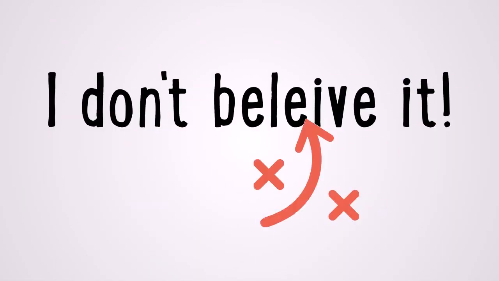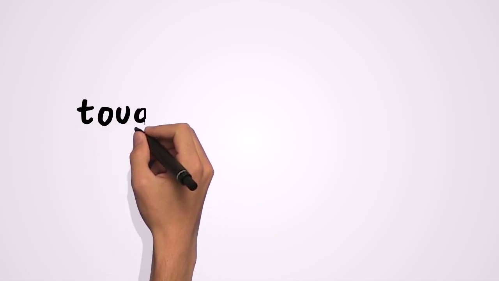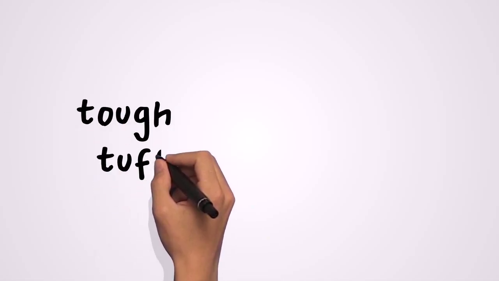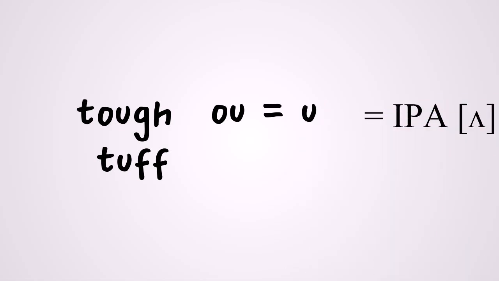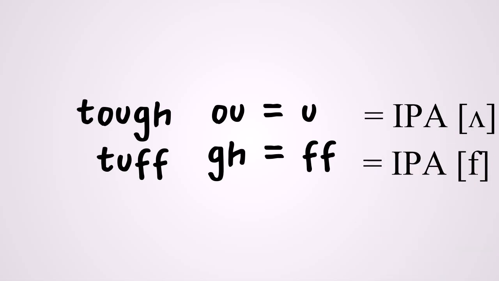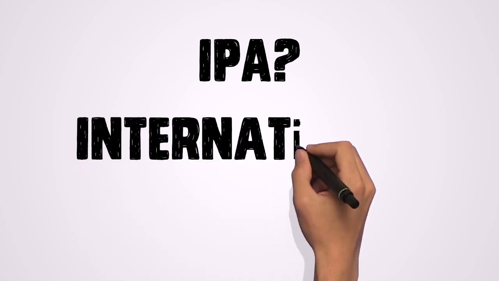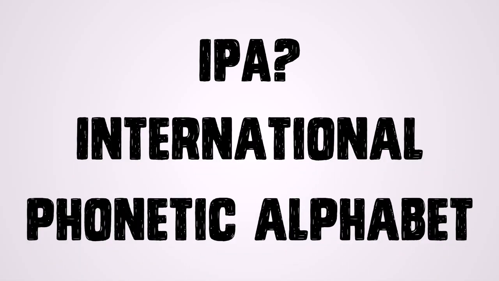Take, for example, the English word tough. If someone misspelled it like this, you could learn that OU was equivalent to U in this context, both being pronounced as /ʌ/, and that GH was equivalent to FF, both being pronounced as F. By the way, what does this little acronym IPA mean? It stands for a universal alphabet used to indicate phonetic sounds, known as the International Phonetic Alphabet.